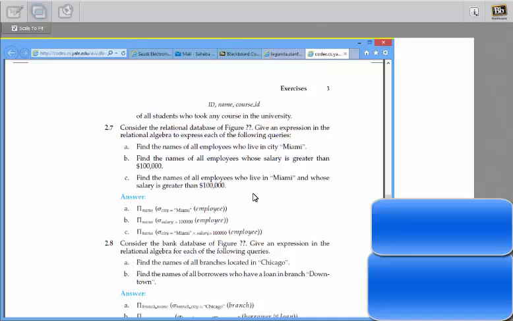And here find the names of all employees who live in Miami and whose salary is greater than $100,000. Name, city Miami, and salary, because in the symbol you can use AND, okay? And salary greater than 100,000 from employee. Okay, Ruba? Is it clear?